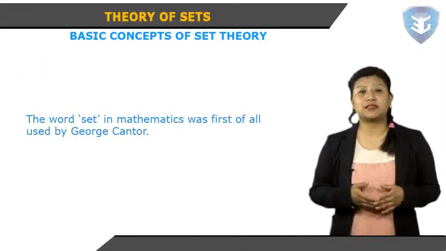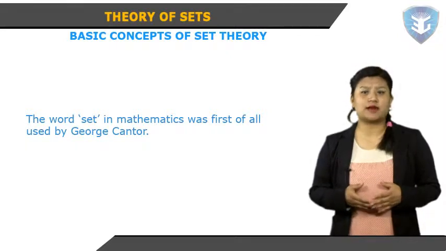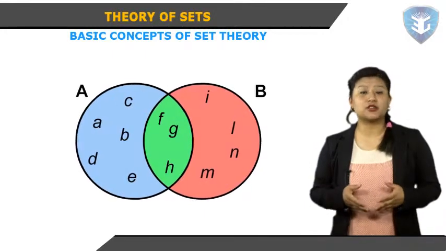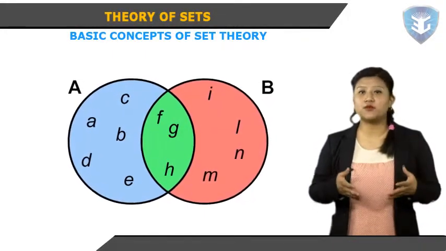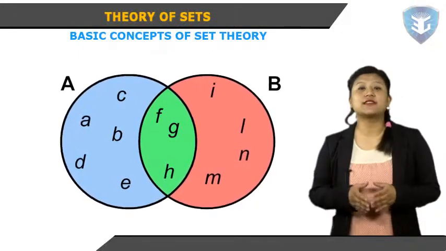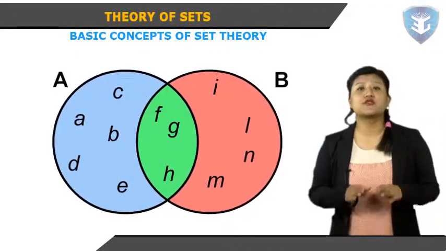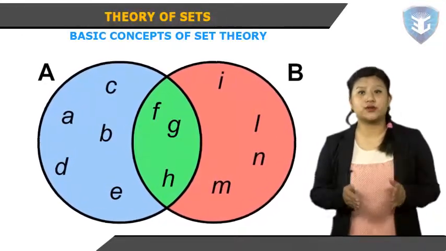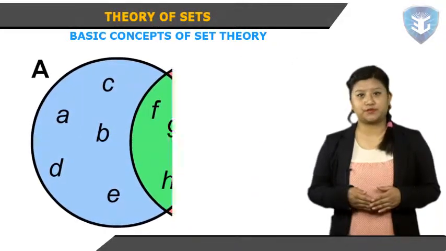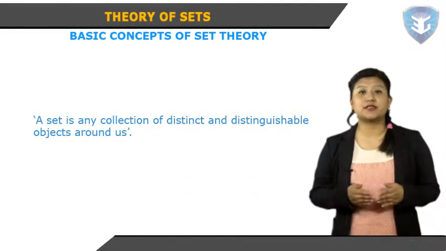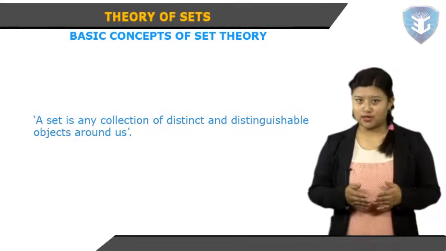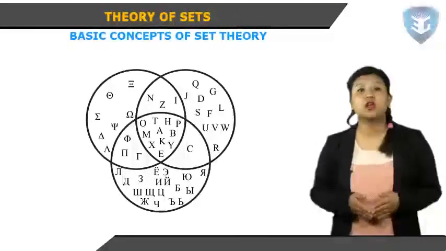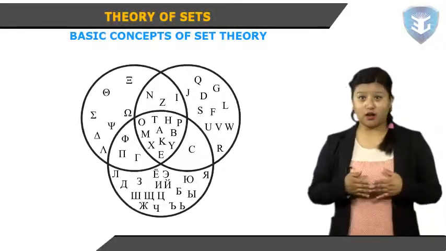Let us now discuss the basic concepts of set theory. The word set in mathematics was first used by George Cantor. According to him, a set is any collection into a whole of definite and distinct objects of our intuition or thought. However, Cantor's definition faced controversies due to the terms like definite and collection into a whole. Later on, a single word, distinguishable, was used to make the definition acceptable. A set is any collection of distinct and distinguishable objects around us. By the term distinct, we mean that no object is repeated, and by the term distinguishable, we mean that we can tell whether an object is in our collection or not.